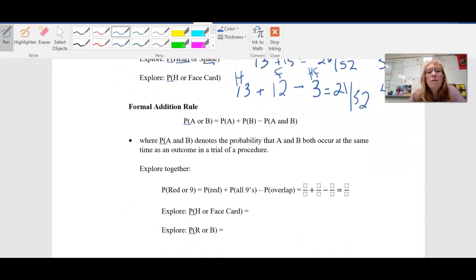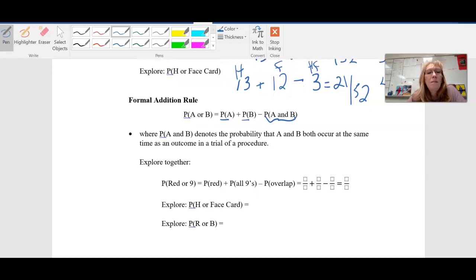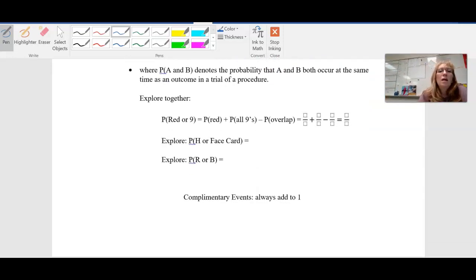This is just the formal one. Probability of the first plus the probability of the second minus where they overlap. All right, let's see if you got this. Red or 9. So let's do our reds or 9.